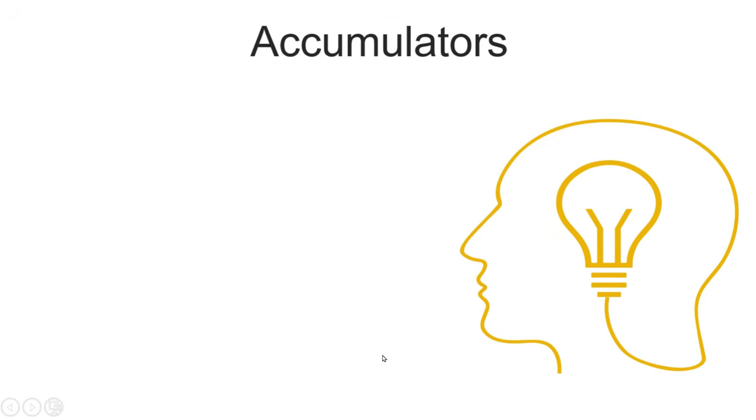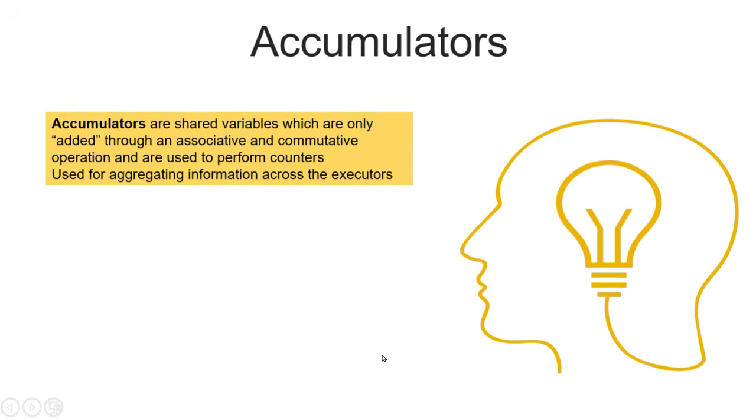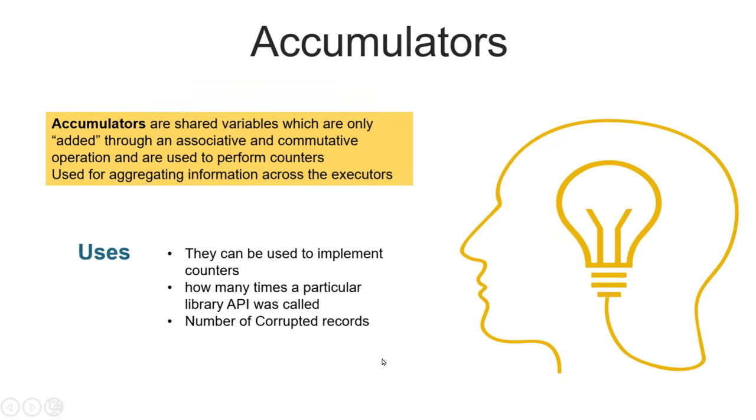But it is read-only. Another way of sharing data is accumulators, but these are shared variables and they can actually be used as a counter or to store aggregated information, because they can be manipulated, meaning they are not just read-only copies. We can use them as counters, we can edit them. So use this to implement counters, or if you want to count how many times our API was executed, or the number of corrupted records, any kind of aggregation or information that we store, we can store it in accumulators.